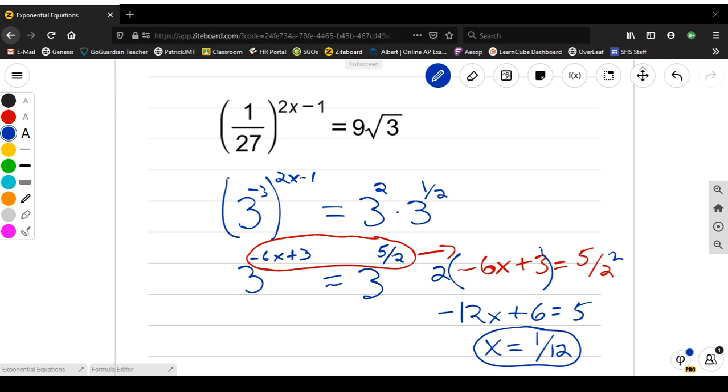That's how we solve these type 1 equations when you have an exponent that has a variable in it. The variable is in the exponent, and we can create a common base between these two sides of the equation. That's what we're going to do. Create a common base, set the exponents equal to each other, and solve.